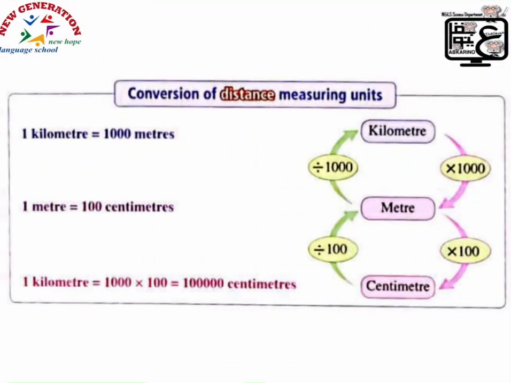Okay, conversion of distance measuring units. 1 kilometer, how to convert? لو حبينا نحول يبقى الكيلومتر هضرب ال1 by 1000, so it will equal 1000 meters. 1 meter يبقى هضرب ال1 by 100, so 1 meter equals 100 centimeters. 1 kilometer equals 1000 by 100, so it will be 100,000 centimeters.